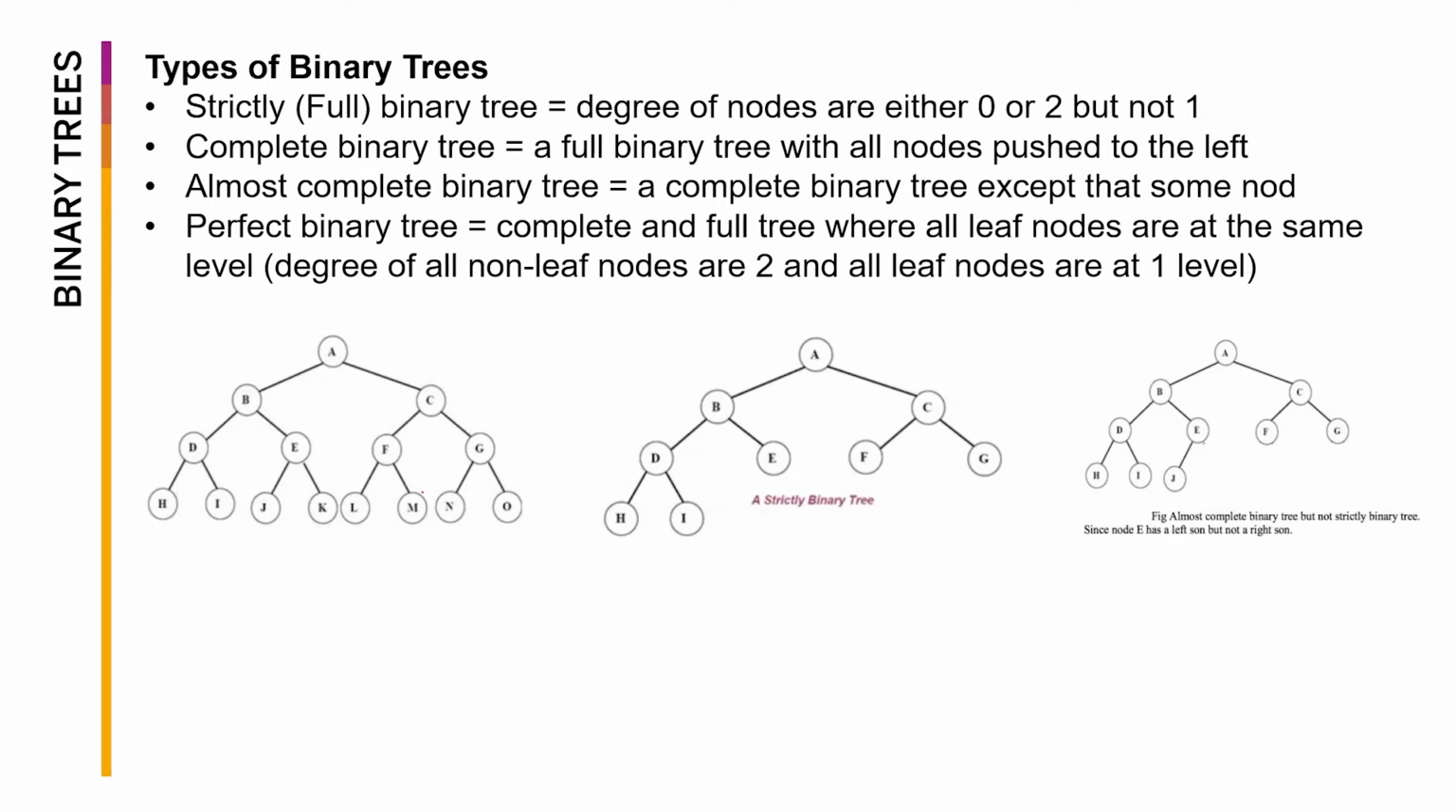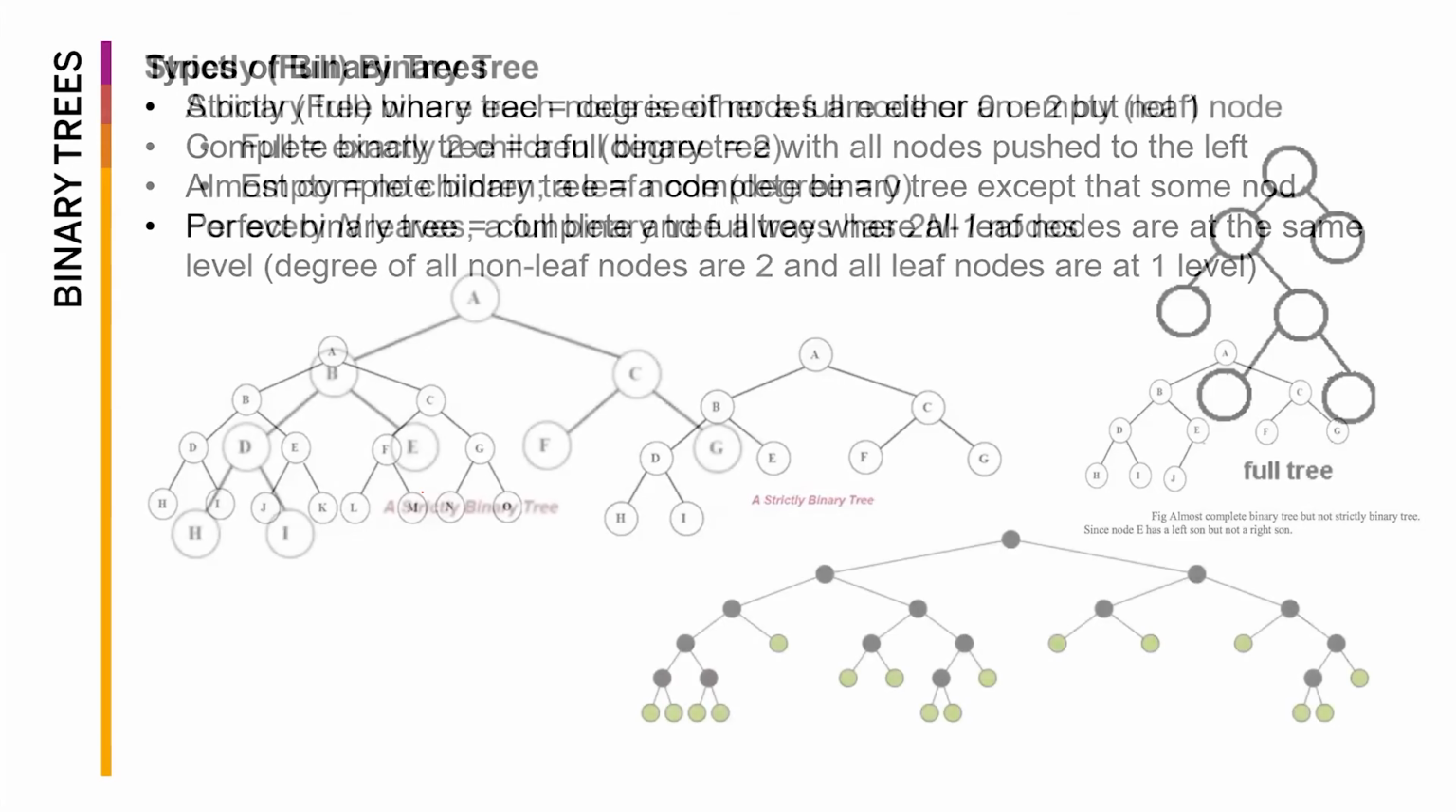And the perfect binary tree is a complete and a full tree where all leaf nodes are at the same level. Now, this is just the summary slide. So let's go into detail.